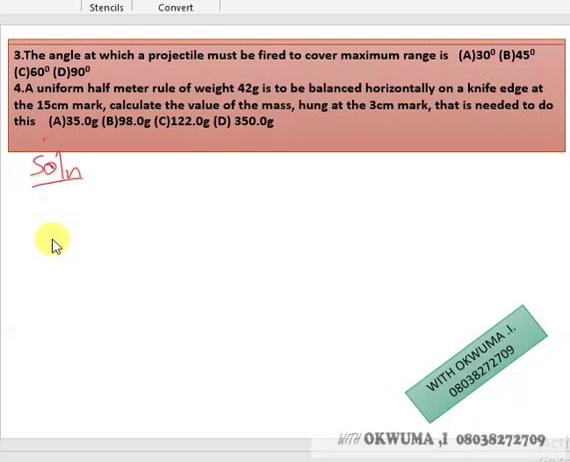Now from the question, we are talking about a half-meter rule. Remember, a meter rule is 100 cm. Here is 0. But for a half-meter rule, that is 50 cm.